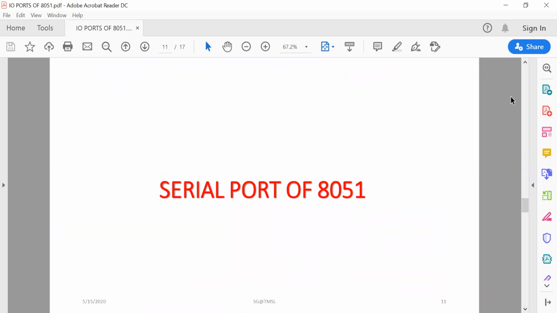So these are the IO ports configuration. Do you have any doubts, any queries? Anyone has any queries? You can ask me. Do you have any queries? Anyone? No, sir. Okay. If you don't have any queries, then we will proceed to the next topic.